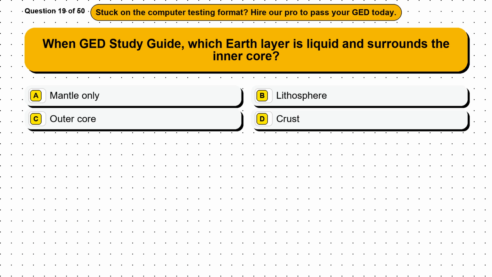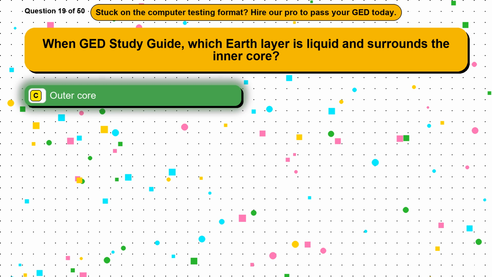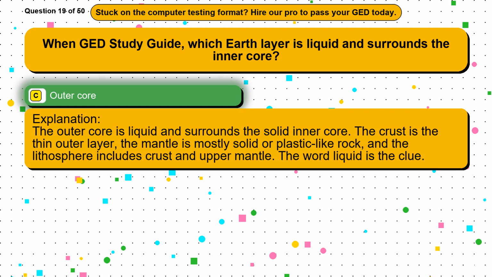Question 19. When GED Study Guide, which earth layer is liquid and surrounds the inner core? Option A, mantle only. Option B, lithosphere. Option C, outer core. Option D, crust. The correct answer is option C, outer core. The outer core is liquid and surrounds the solid inner core. The crust is the thin outer layer, the mantle is mostly solid or plastic like rock, and the lithosphere includes crust and upper mantle. The word liquid is the clue.